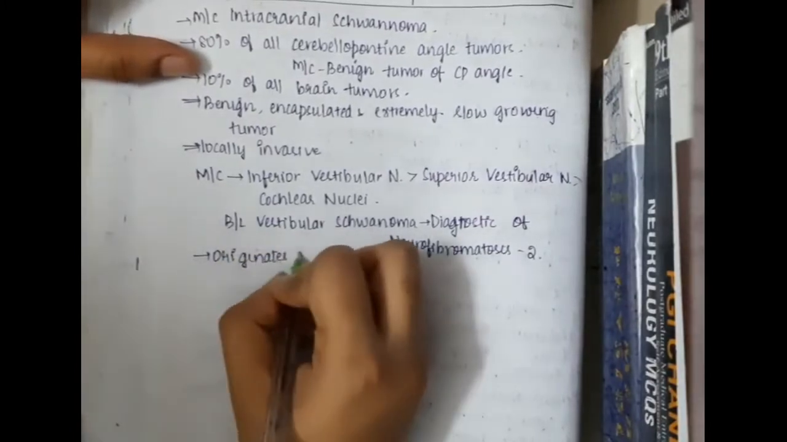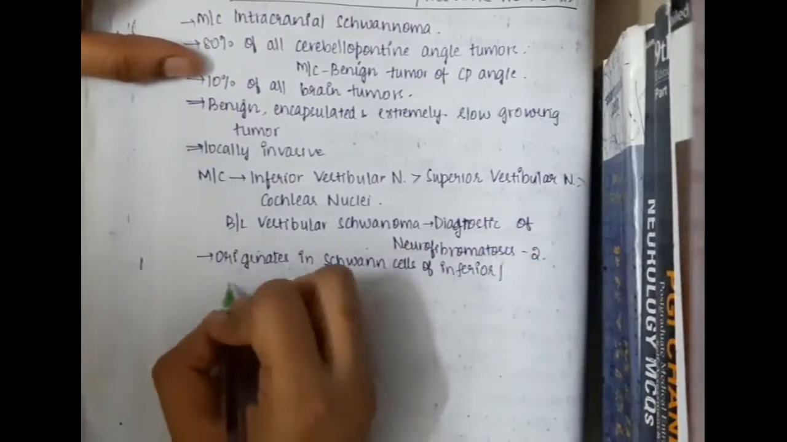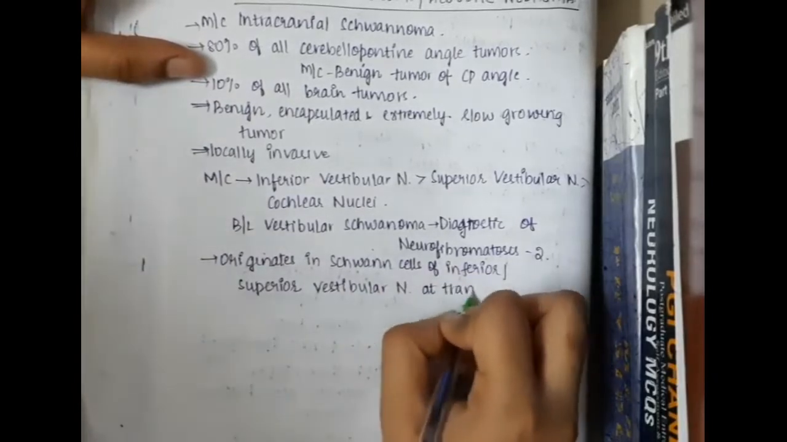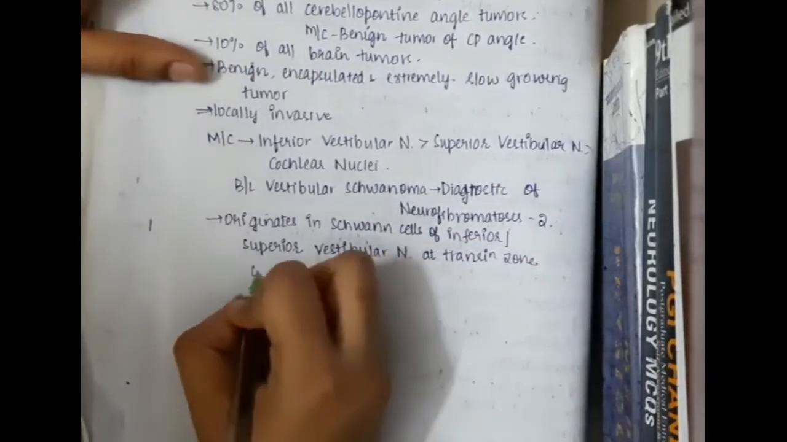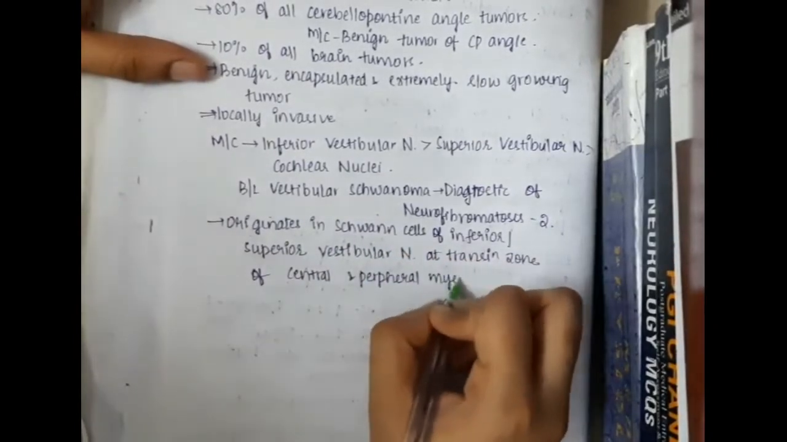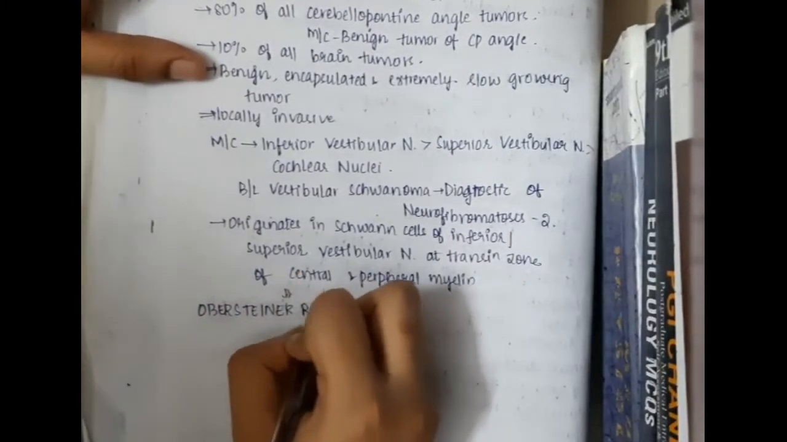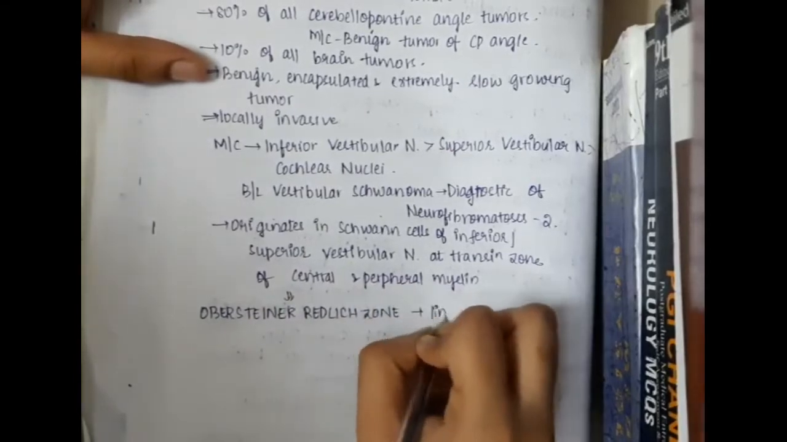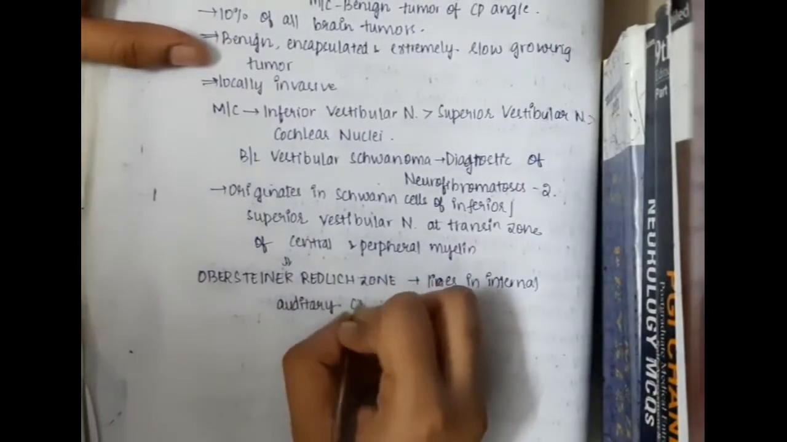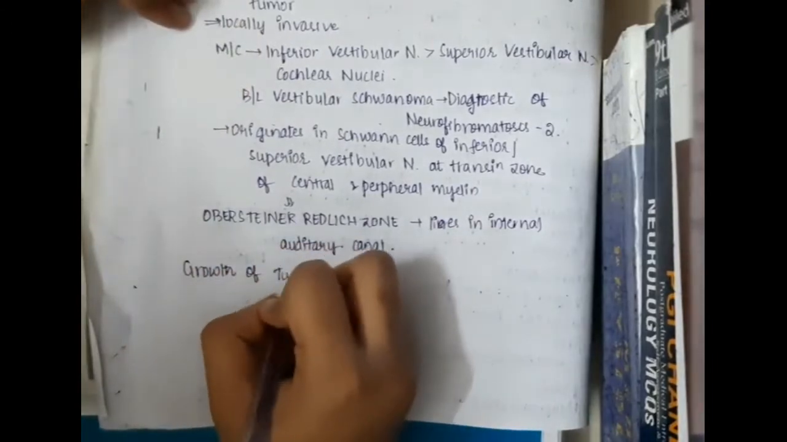This vestibular schwannoma mainly originates in the Schwann cells of the inferior or superior vestibular nerve at the transition zone of central and peripheral myelin. This zone between central and peripheral myelin is called the Obersteiner-Redlich zone, and it lies in the internal auditory canal.